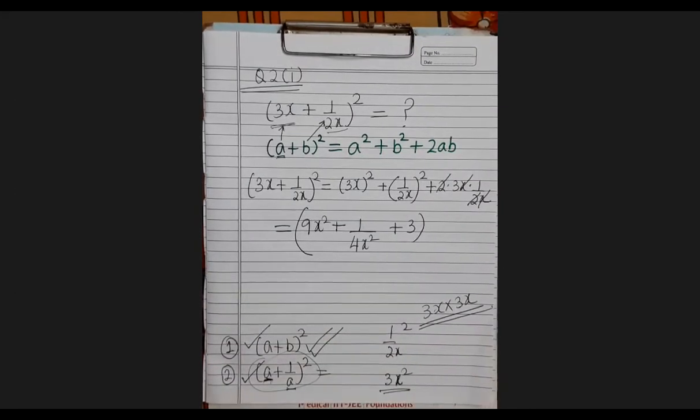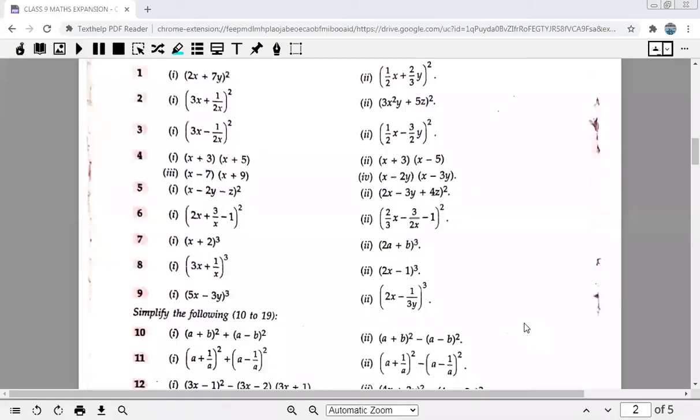Yes, sir. Now you take one more question in your book. I am showing you here. The questions are very simple. Here is question number 2, second part. But now I am changing the sign here. Here there is plus, I am taking minus. It's clear? There is a slight modification in this question.